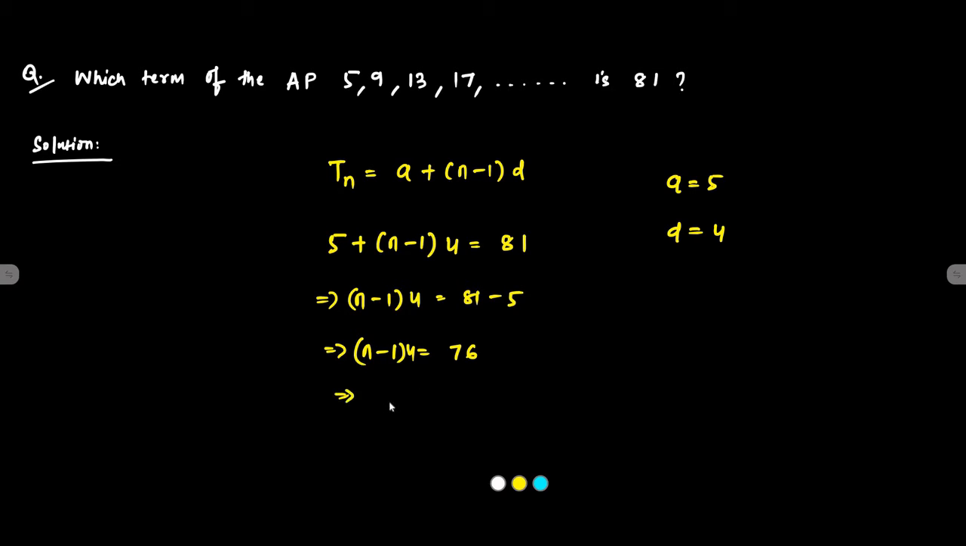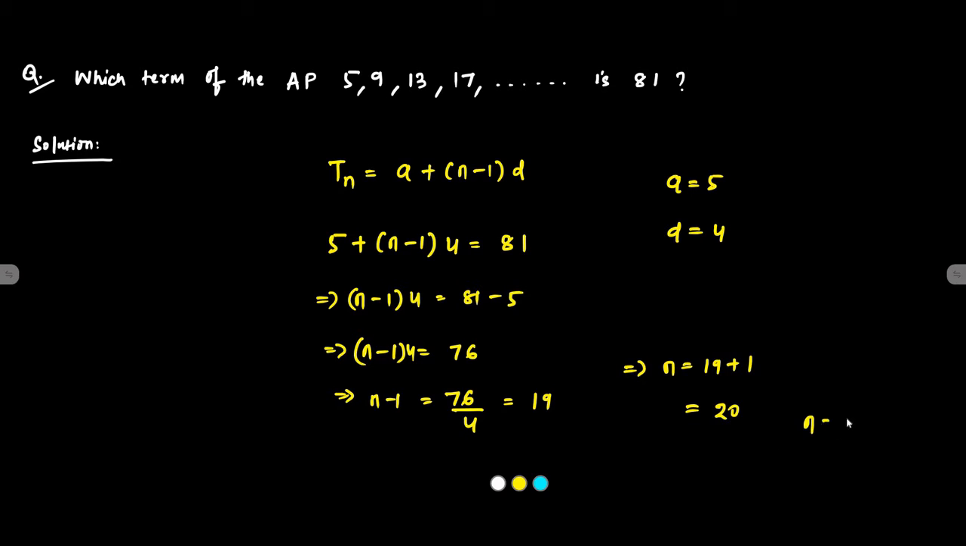That implies n minus 1 is equal to 76 by 4, which is equal to 19. 76 by 4 is 19, yes. 9 into 4 is 36, 40 plus 36 is 76, yes. That implies n is equal to 19 plus 1, which is equal to 20.